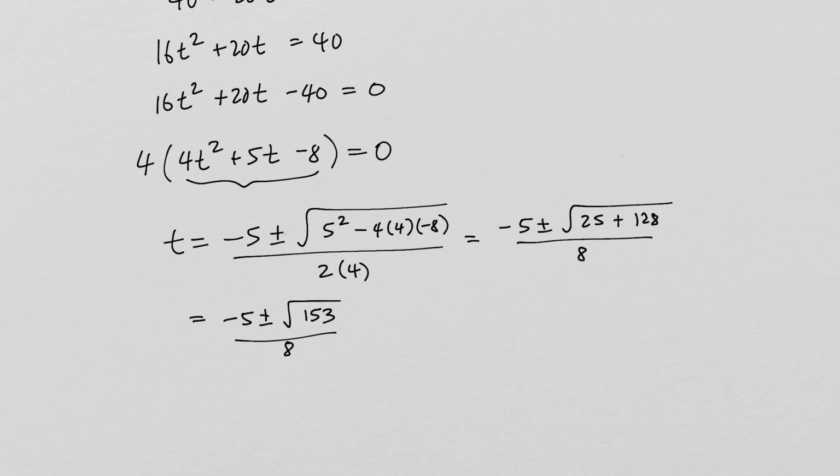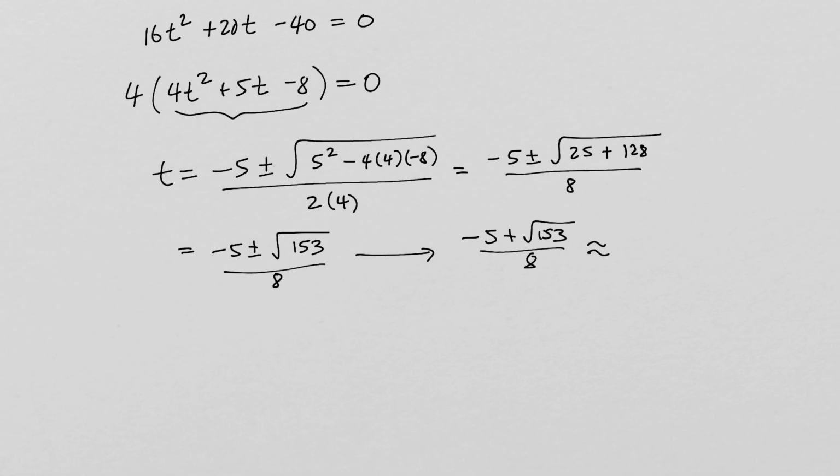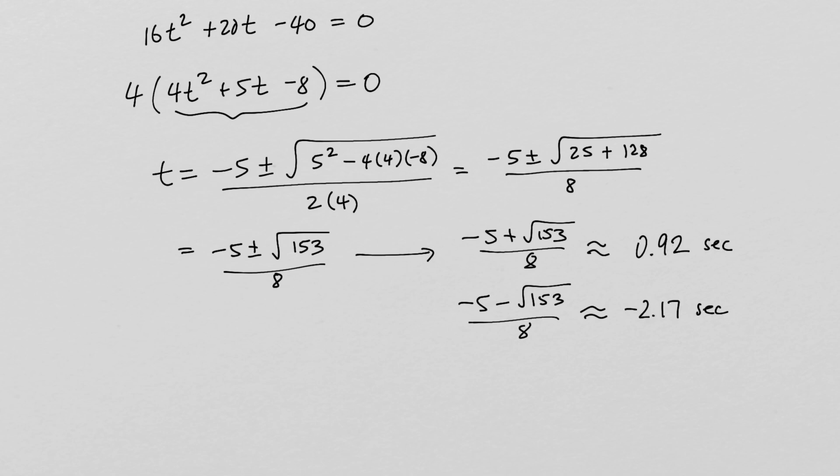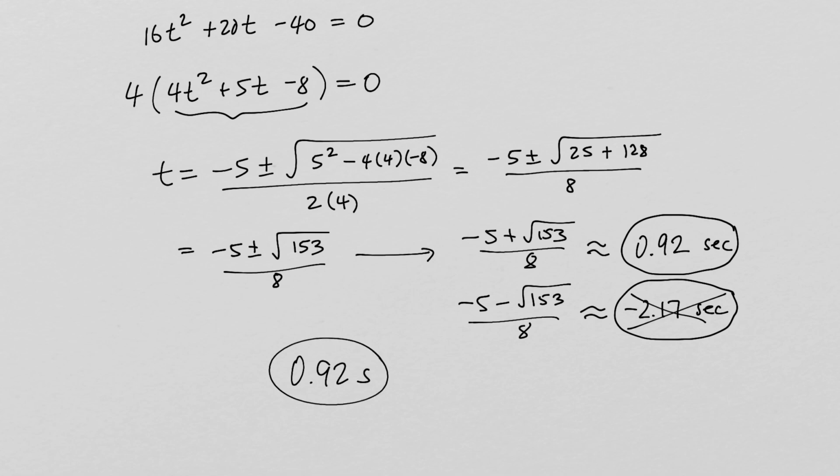And now that's going to give us 2 answers. So one answer, of course, will be negative 5 plus the square root of 153 divided by 8. And I'm going to approximate this in a calculator. And the other answer will be negative 5 minus the square root of 153 divided by 8. So now let's go ahead and plug those in. And doing so gives us 2 answers. We have positive 0.92 seconds and negative 2.17 seconds. Well, it's not going to be a negative amount of time. So the answer is 0.92 seconds.